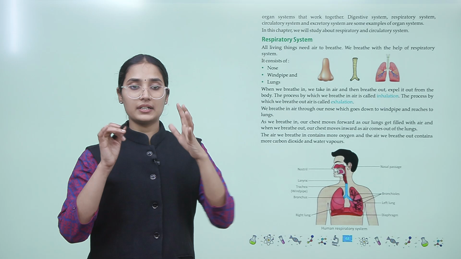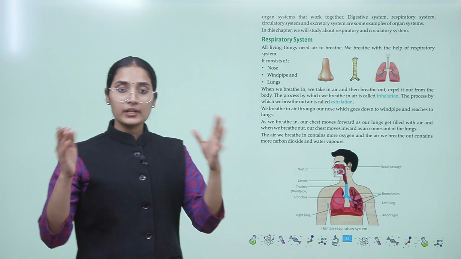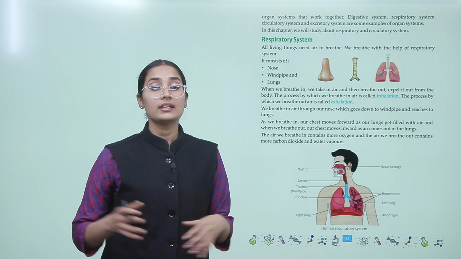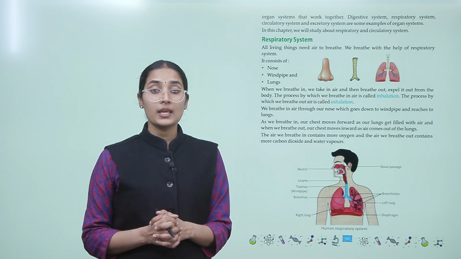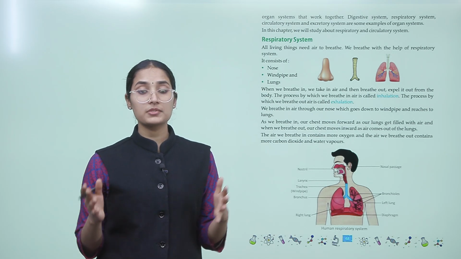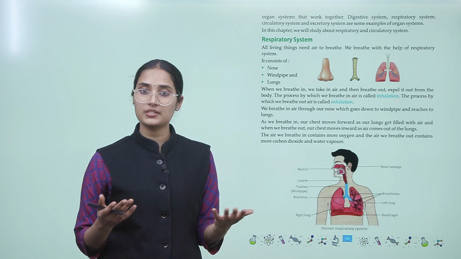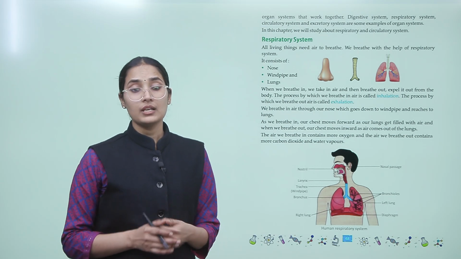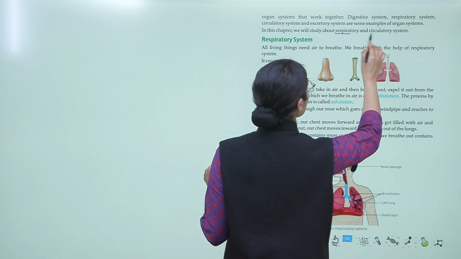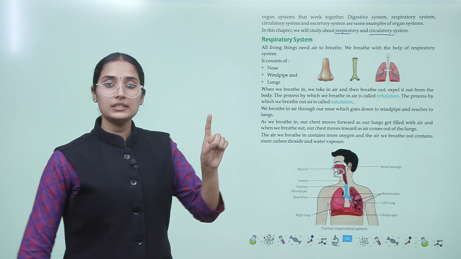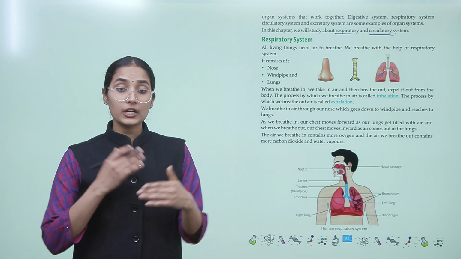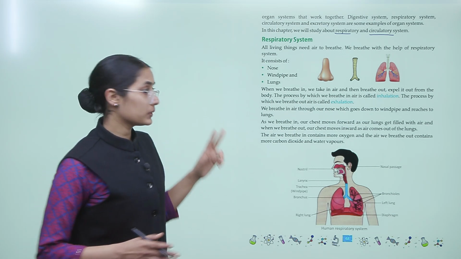Whenever we do a certain kind of task, our full body is involved. We have different kinds of organs in our body, and these constitute organ systems that work together to perform that function. Digestive system, respiratory system, circulatory system and excretory system are some examples of organ systems. Students, in this chapter we will study these two systems, respiratory and circulatory: how we breathe and how the blood circulates in our full body. So let's begin with the respiratory system.